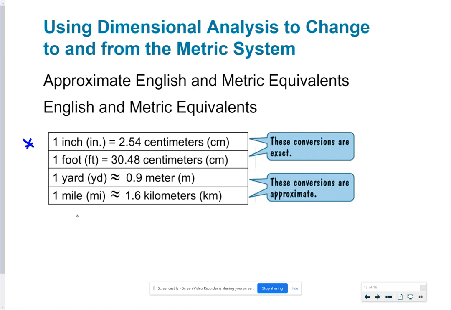So I have a unit fraction that says 1 inch is 2.54 centimeters. That's not exactly correct, but these conversions are exact. The other ones are approximate. I have also 2.54 centimeters over 1 inch, depending on which way I need to convert, right? So from this table, I can get my conversion factors, my unit fractions, in other words.